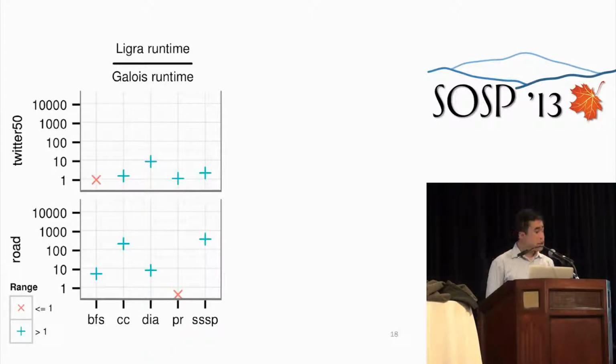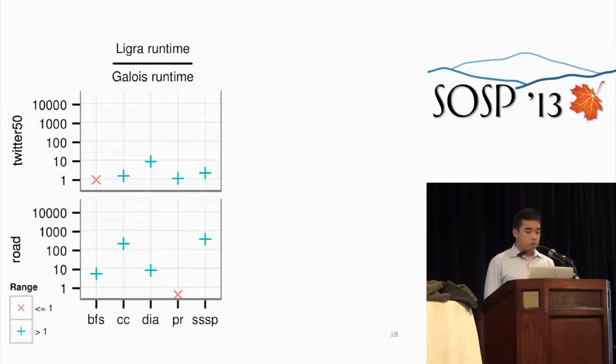So on to the results. Here on the top panel, I'm showing results for the Twitter graph. On the bottom, the road network. Along the x-axis are 5 different applications: BFS, connected components, approximate diameter, PageRank, and SSSP. Here, the y-axis are Ligra running times divided by Galois running times. So values greater than 1 indicate how many times the Galois application for solving that particular problem was faster than the Ligra application for solving the same problem.